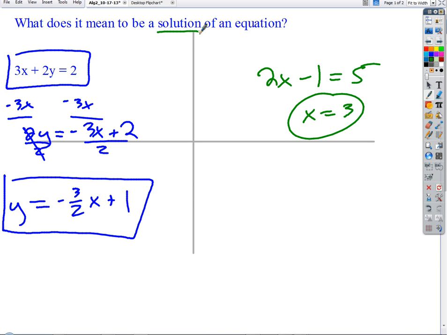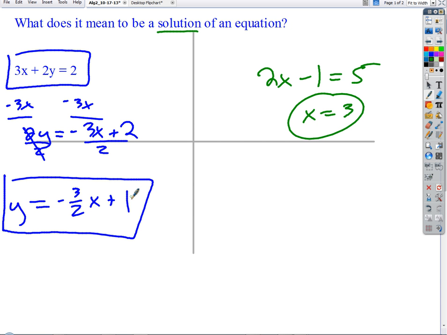Okay, now, what if I were to plug in a value for x and a value for y? And I could just pick some arbitrary values. If I plug in x equals 2 and y equals 5, for example, does that work? If I plug in 2 for x, I get negative 3 halves times 2 is negative 3 plus 1, and I get 5? That's not true, is it? No. That's not a solution, but it might have been if we just picked different numbers, right?